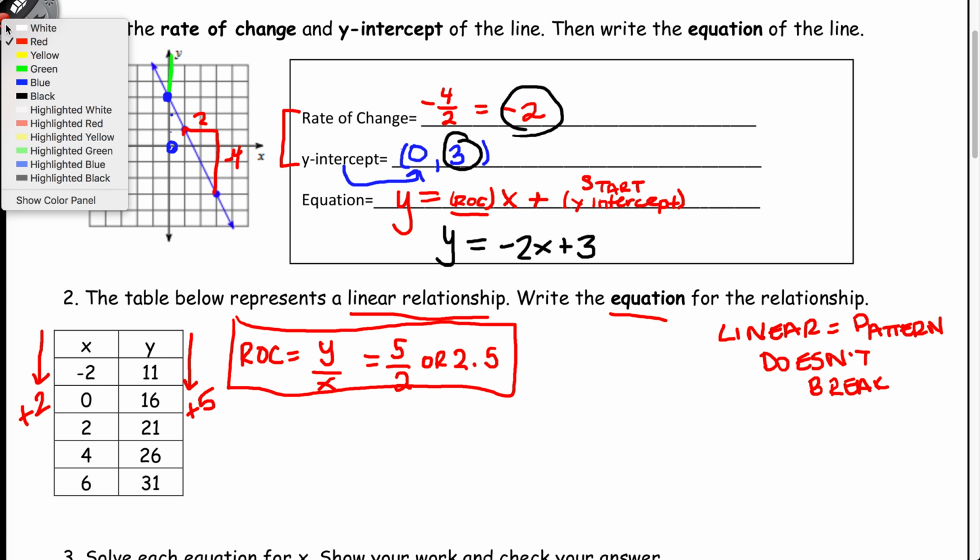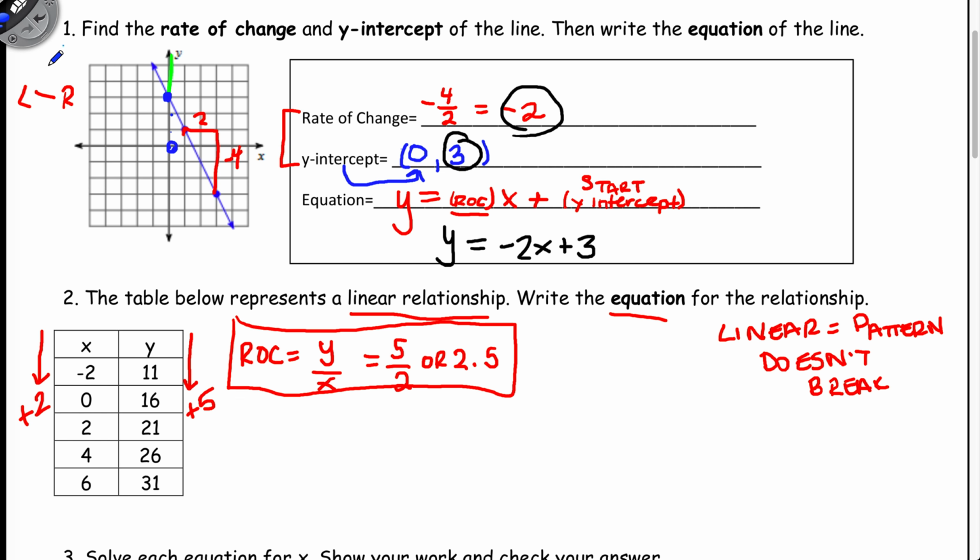Now, the second part to our equation is we need to have a y-intercept. Well, remember when I told you up here your y-intercept is when your x is 0. So you look down your x column. Do I have a 0? Yes, I do. Well, what number is that 0 paired up with? 16. So my y-intercept is 0, 16. There's the second part to this equation that you need.